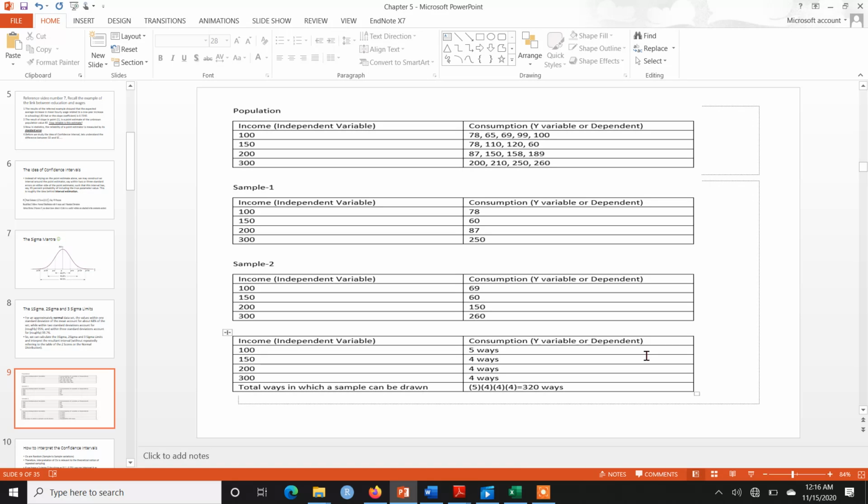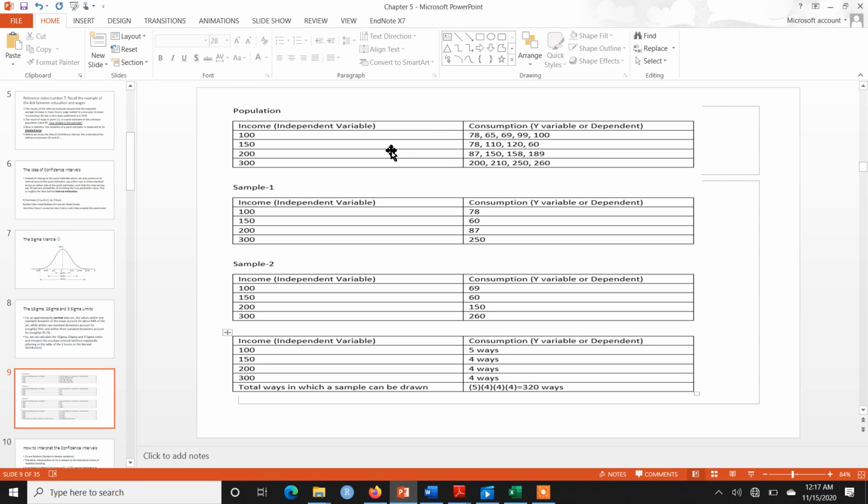Now next, when I discuss the confidence interval, by showing this data I want you to have an idea of why we are focusing on the confidence interval and why the point estimator is not all the time useful. Suppose that we have a population of family incomes and their consumption patterns. So if a family is earning $100, one such family might be consuming 78 out of it, another might be consuming 65, and so on.